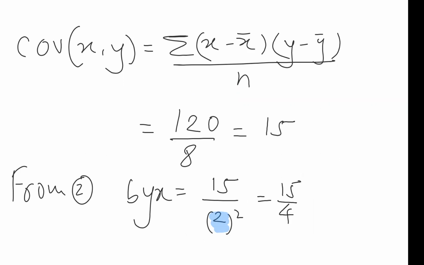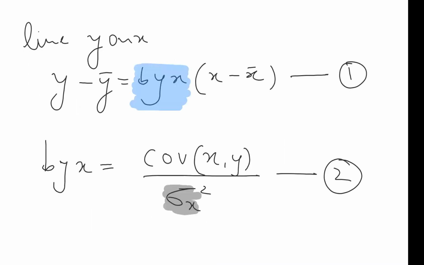Now 15 upon 4, if you can divide, it's very easy for division, then only you do it, otherwise you avoid it. Okay, now 15 upon 4 will give you a terminating number, I guess it is 3.75, I'm not wrong. So it was a terminating number and the division was quite easy, so we divided it. Okay, now go back to equation number 1. We have the values of x bar, y bar, and byx.